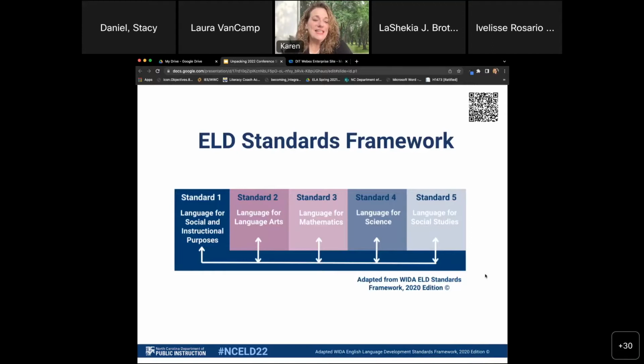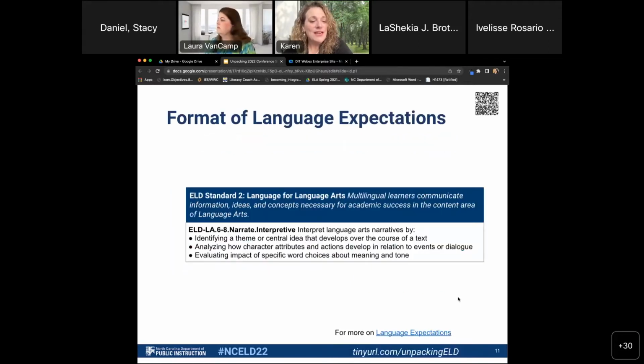First, let's set the stage. We have 5 standards: the social instructional language, which in our standards is SI, and we have the language of language arts, language of math, language of science, and language of social studies that we focus on for English language development. Our language expectations are our goals for content-driven language learning.